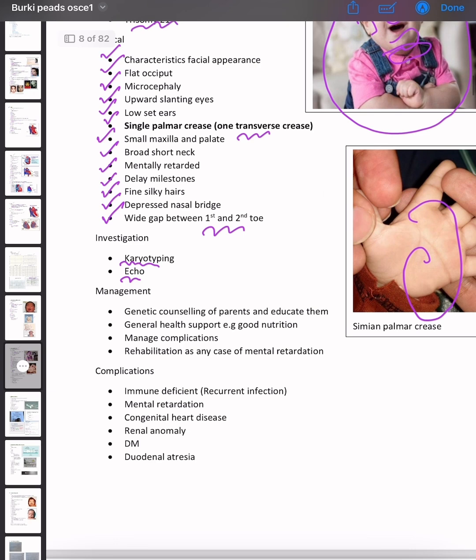How to manage the Down syndrome patient? Genetic counseling of parents and educate them. General health support, for example, good nutrition. Manage complications, rehabilitation as in any case of mental retardation.